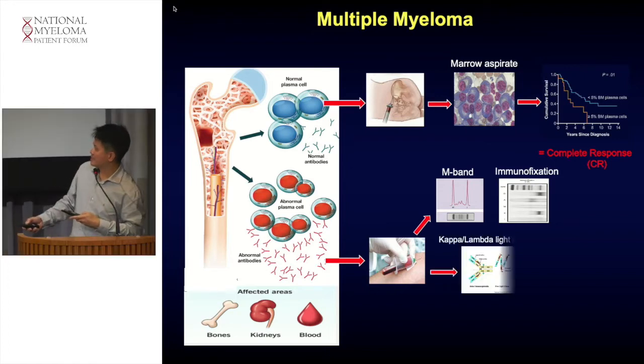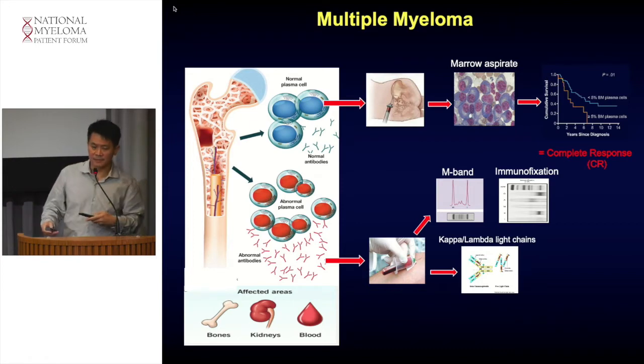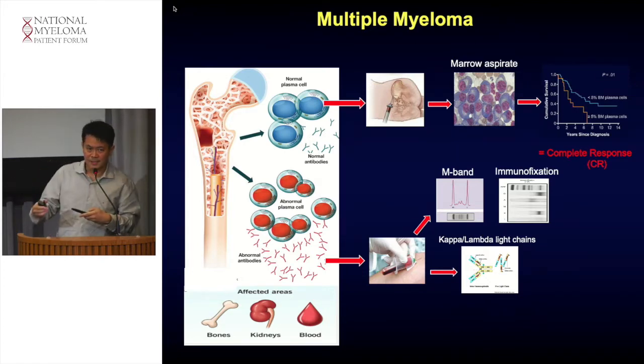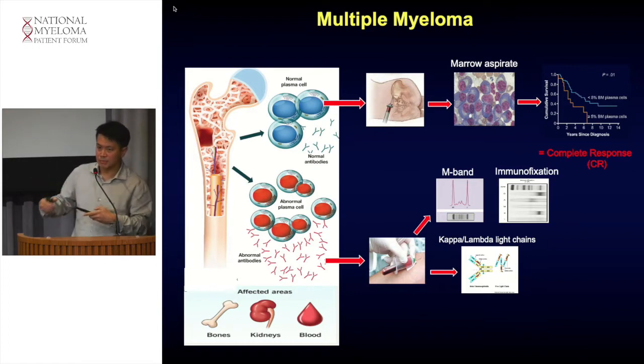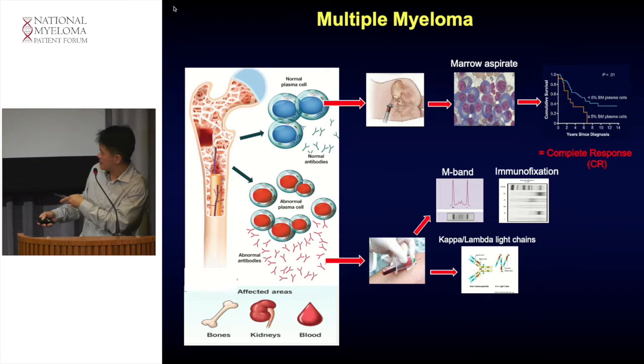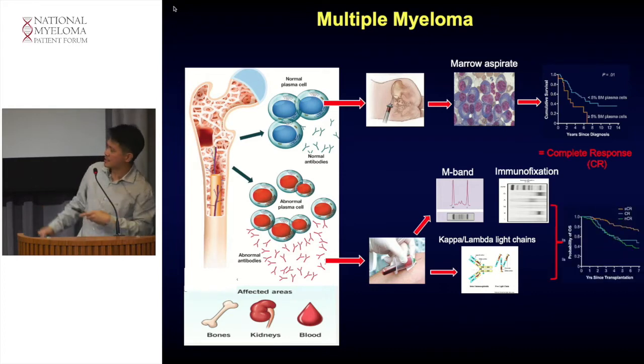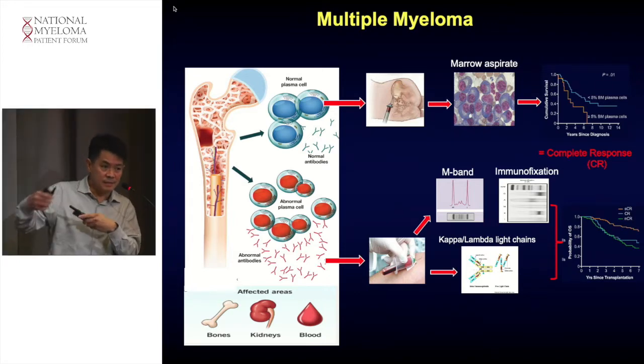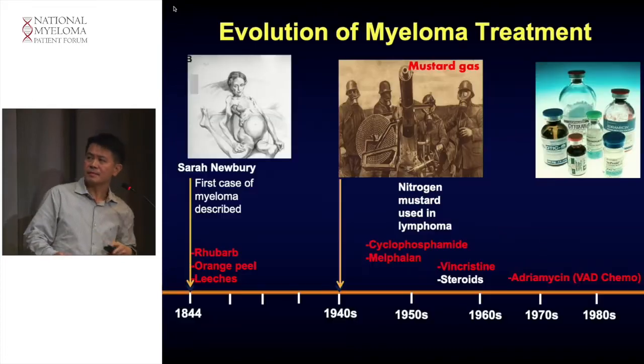Over the past 10 years or so, we've been doing this other test called kappa lambda free light chains. This, in essence, measures a smaller fragment of the monoclonal protein. It is a little bit more sensitive. To me, it's like loose change. You're measuring the coins instead of the dollars. And if you get a disappearance of the light chains as well, then you reach this level of complete response called stringent complete response, which is even better than the routine complete response.